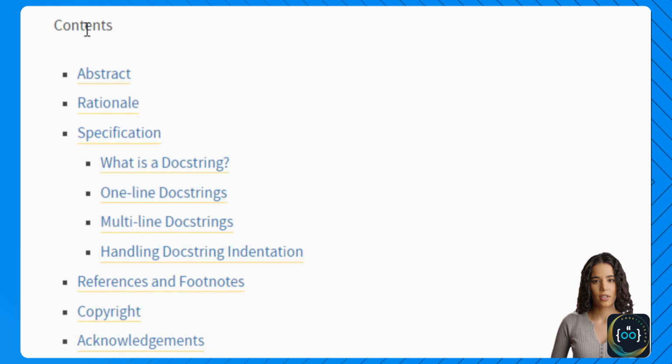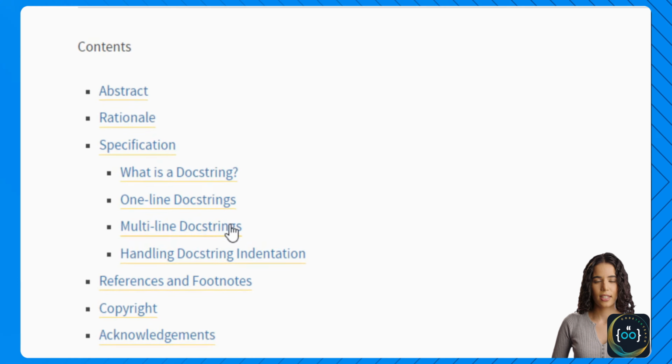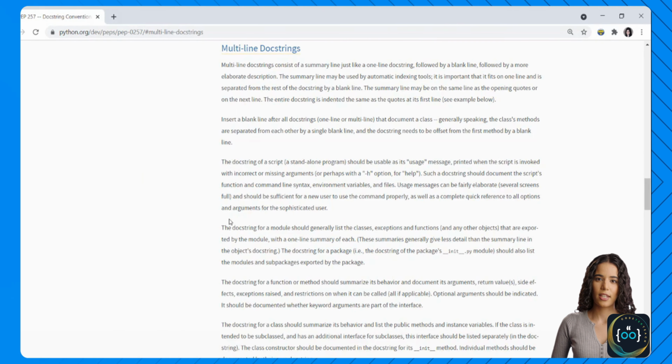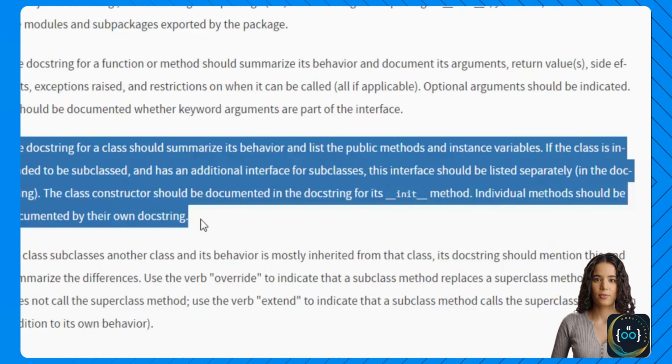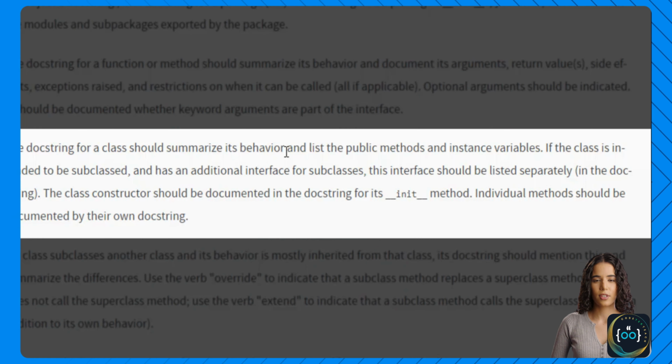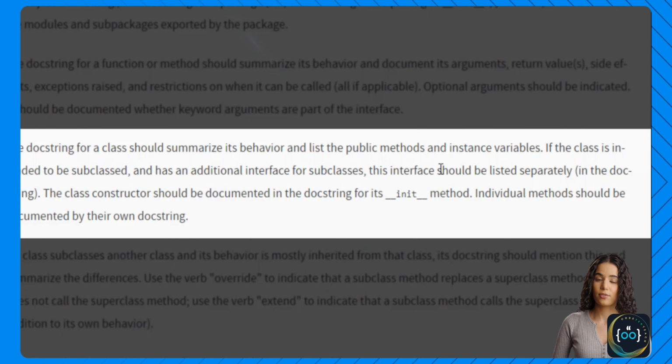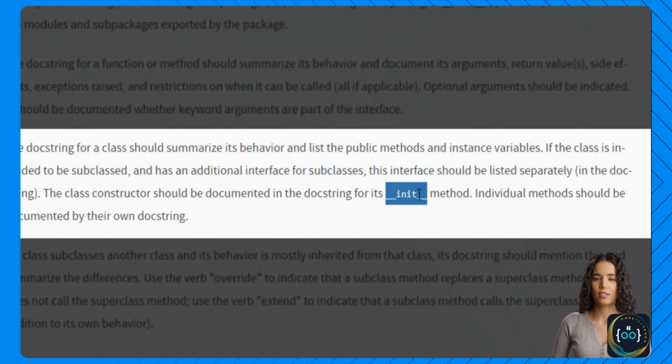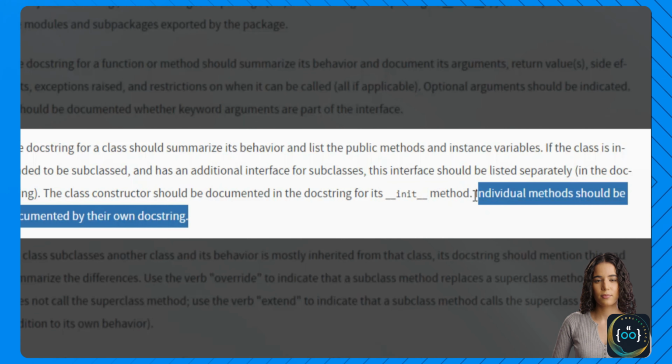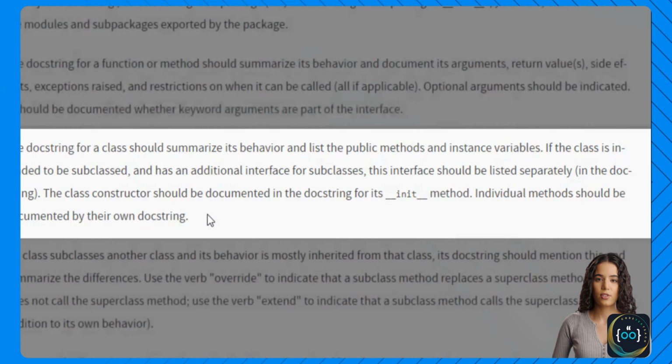If we go to the table of contents and we right-click on multi-line docstrings, we can see this paragraph right here. The docstring for a class should summarize its behavior and list the public methods and instance variables. If the class is intended to be subclassed and has additional interface for subclasses, then this interface should be listed separately in the docstring. The class constructor should be documented in the docstring for its init method, so the init method should be documented with a docstring. Individual methods should be documented by their own docstring.